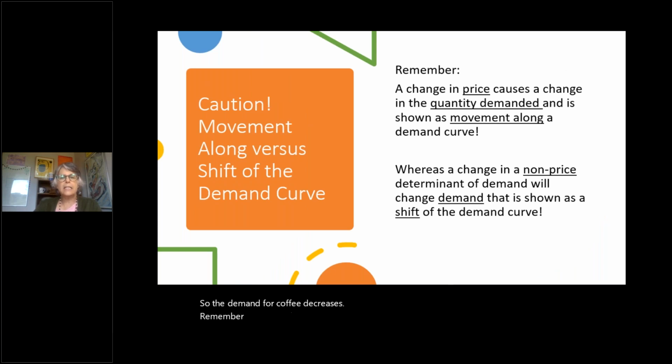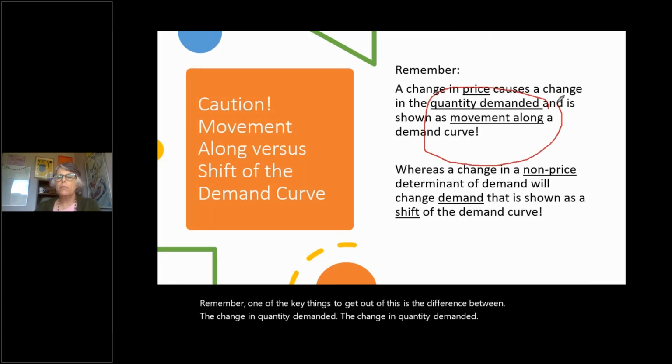Remember, one of the key things to get out of this is the difference between a change in quantity demanded and a change in demand. A change in quantity demanded is a movement along a demand curve, and that is caused only by price. A change in demand will be a whole new demand curve.